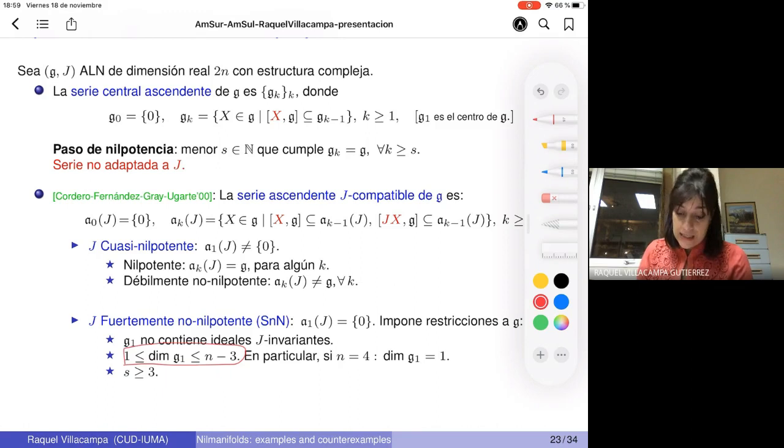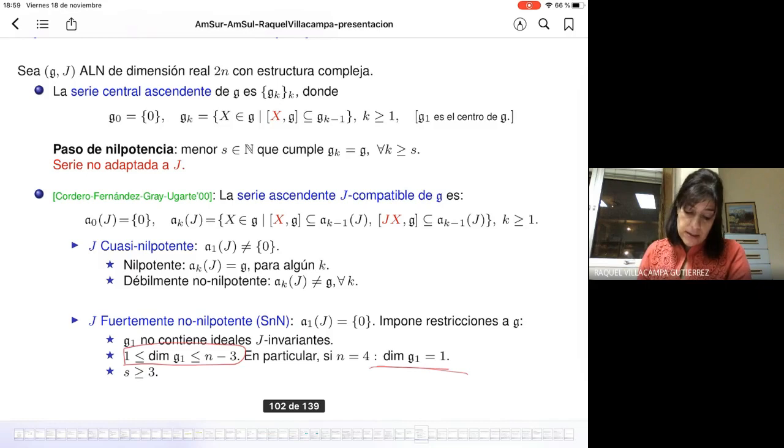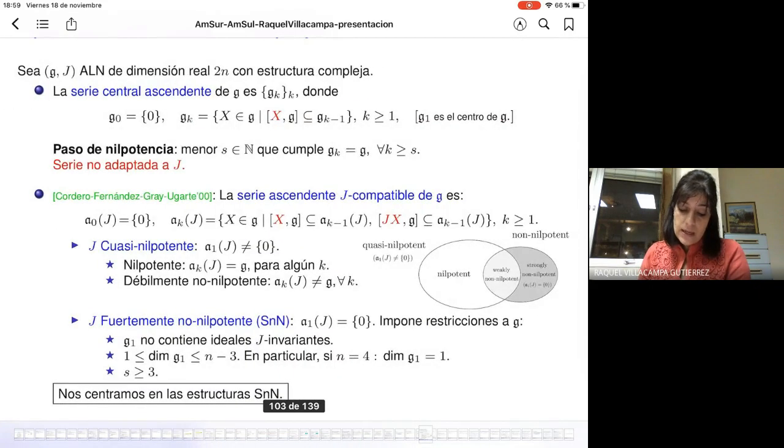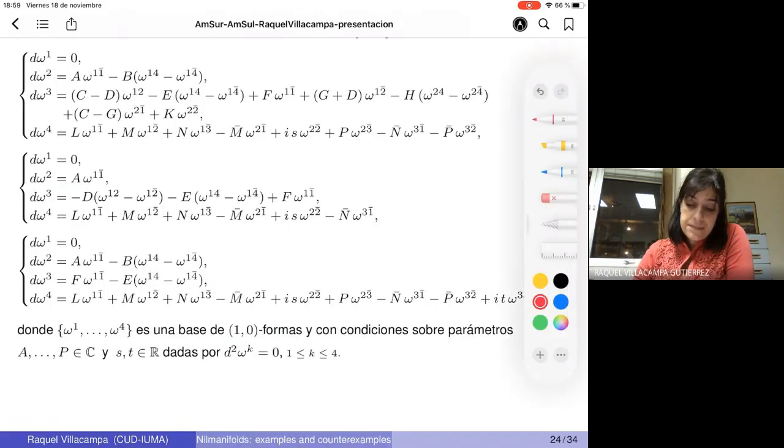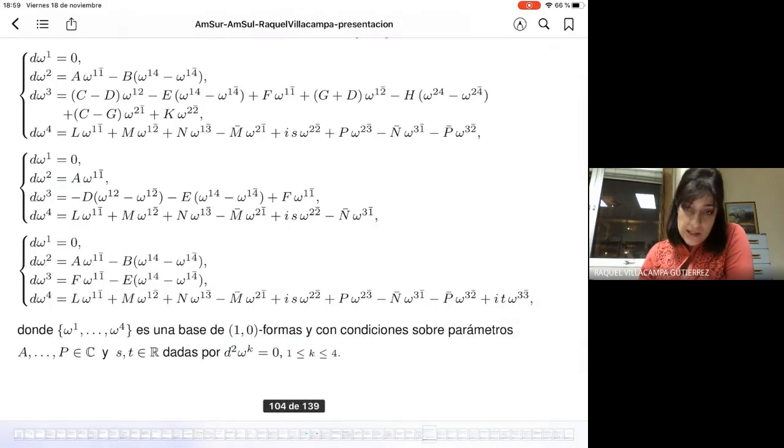So if n is equal to 4, then the dimension of the center of the algebra is equal to 1, and the nilpotency step is bigger or equal to 3. Okay, so in this particular case, we focus our attention on these complex structures in dimension 8.